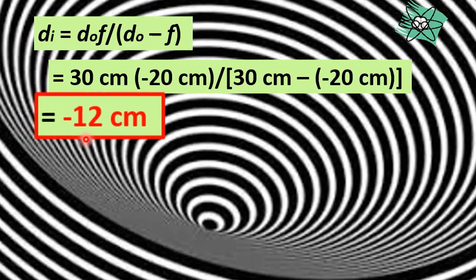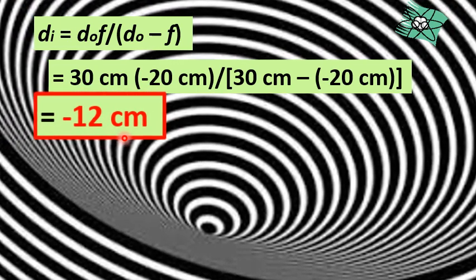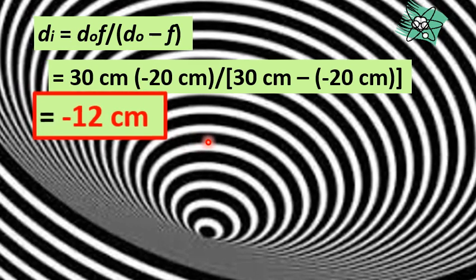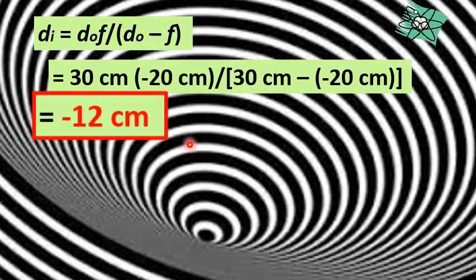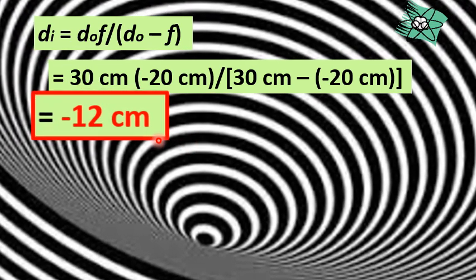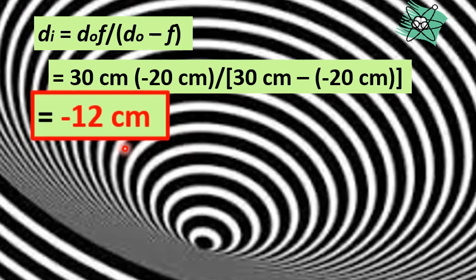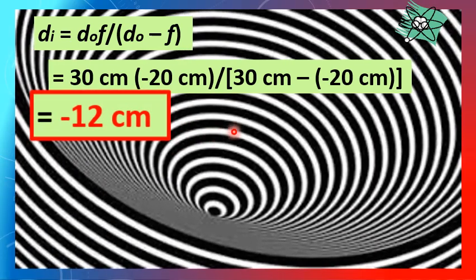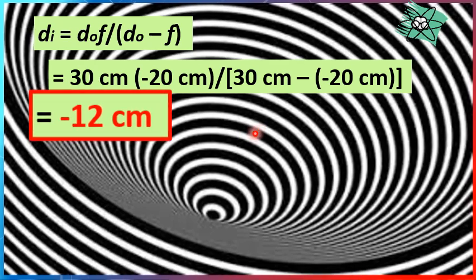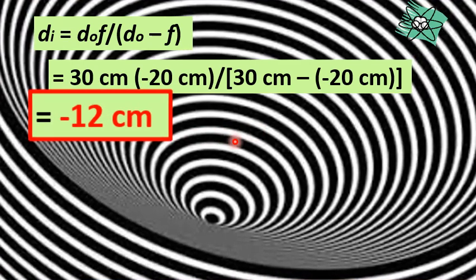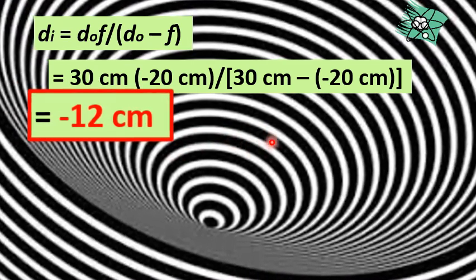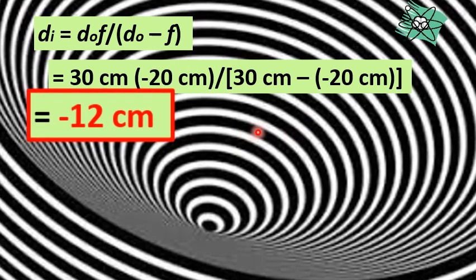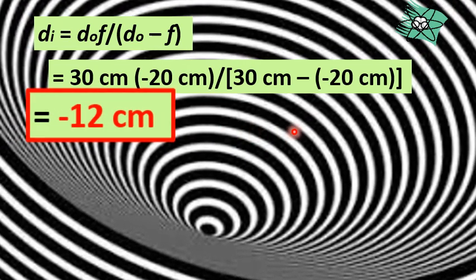So, an image distance that is negative means that we have a virtual image, right? That simply means that the image is formed behind, or 12 centimeters behind the mirror, which is a convex mirror.